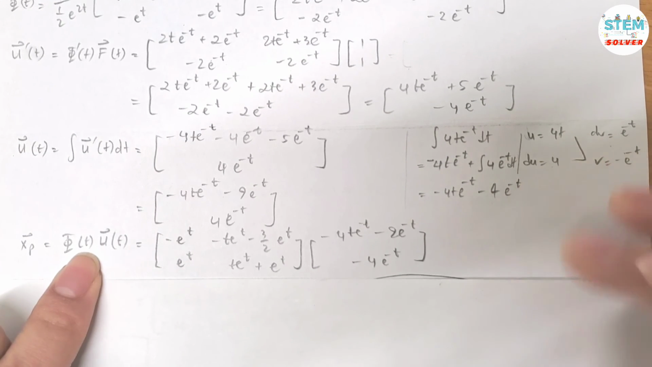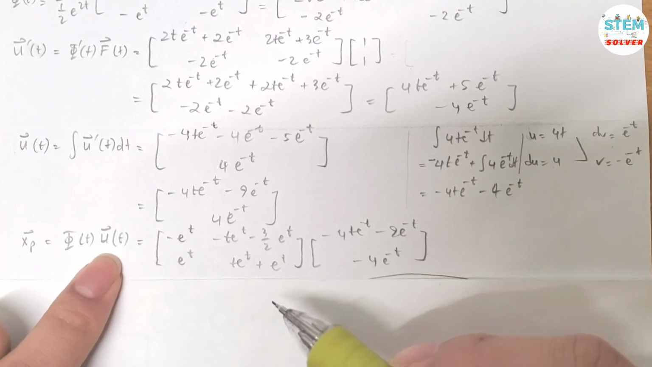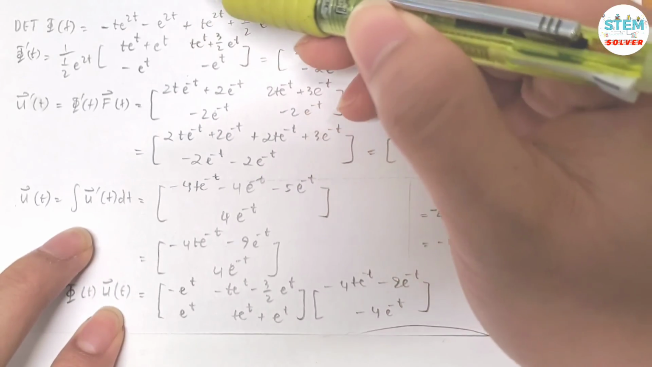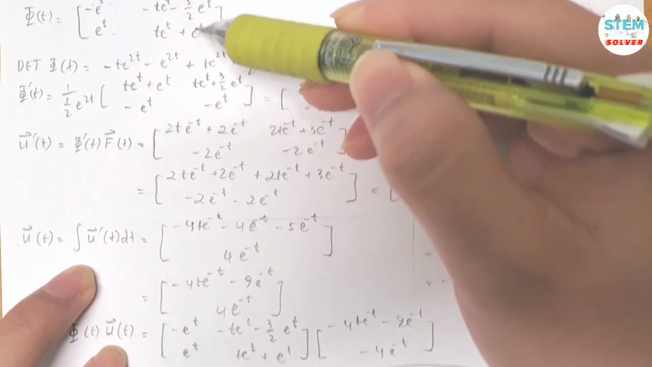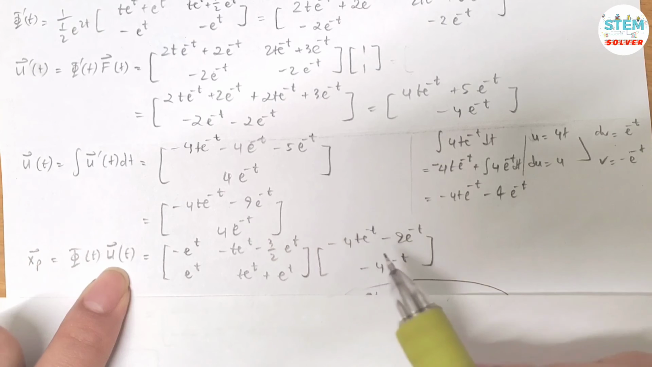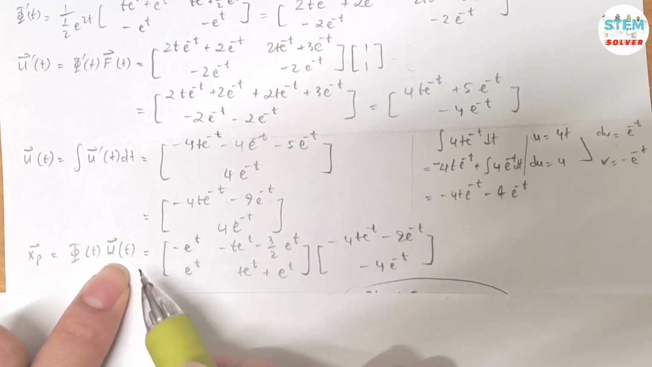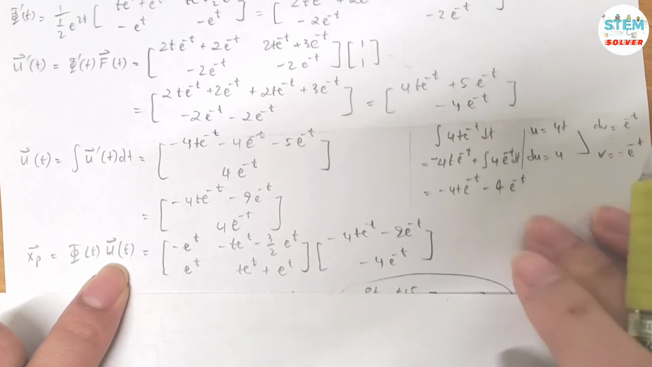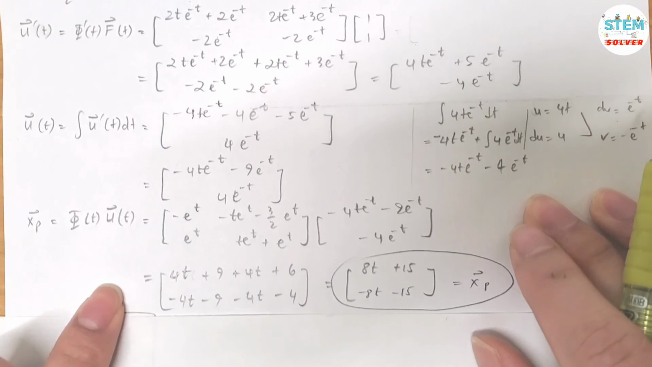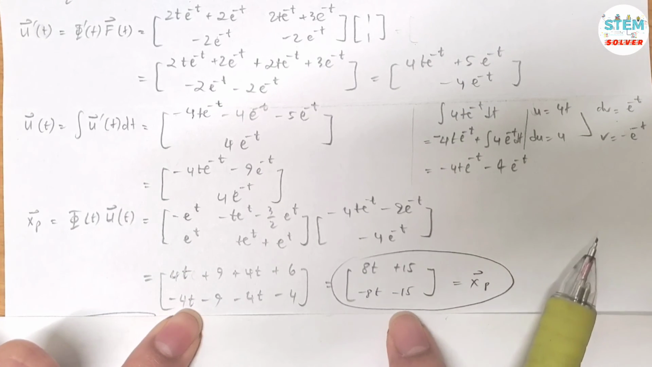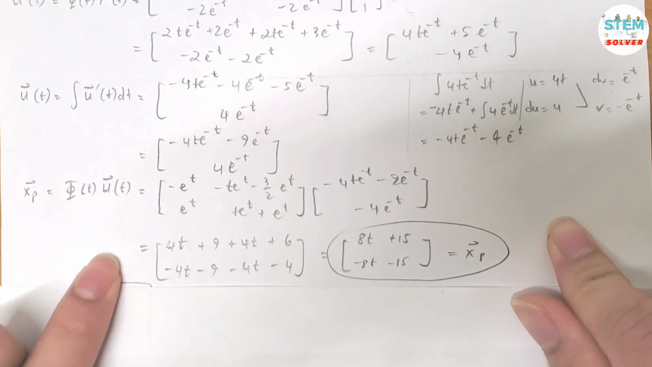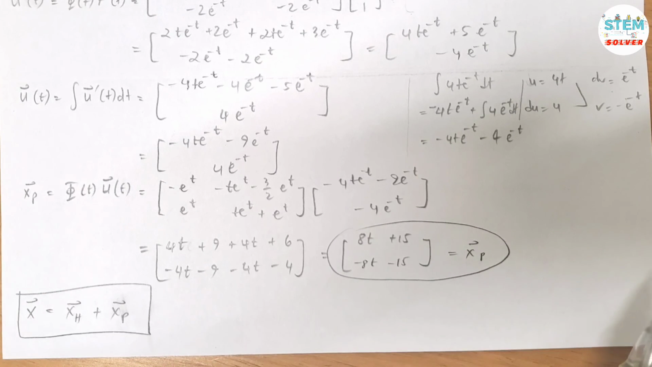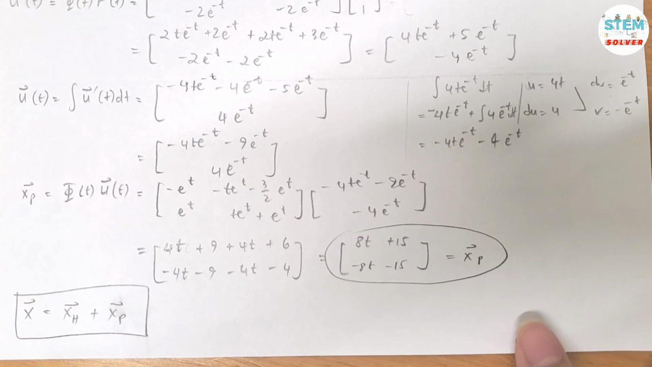the non-homogeneous part, it is equal to phi of t times u of t. Phi of t is this matrix, u of t is what you just found. Multiply them together in this order. Okay, it gives you this matrix. Simplify it, you will get this one. Okay, and your final answer is equal to x of h plus x of p.